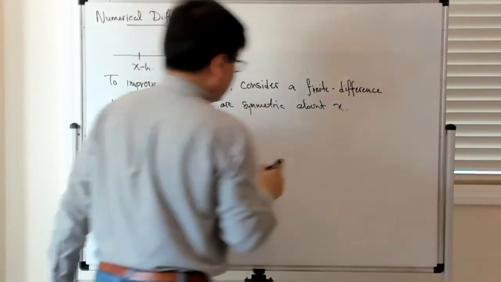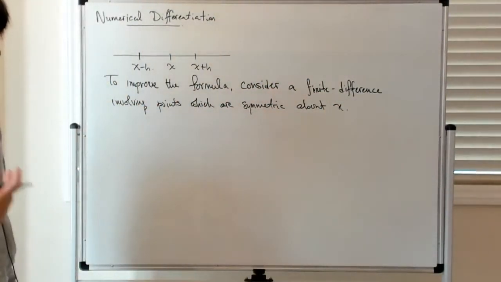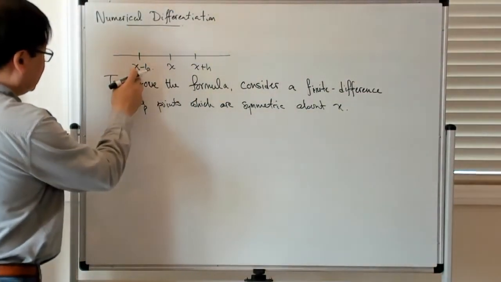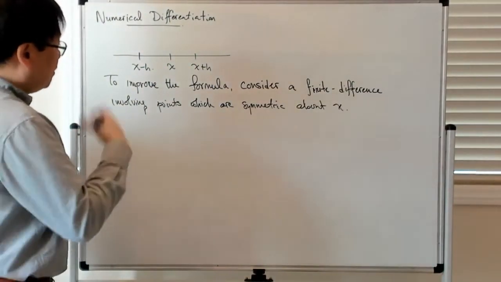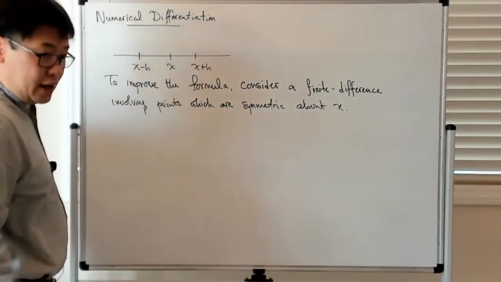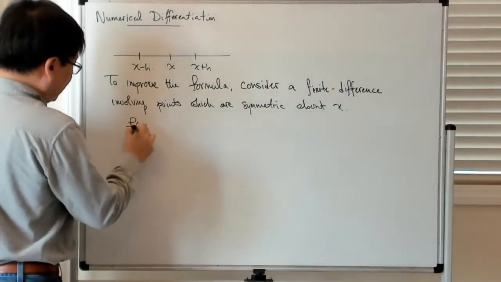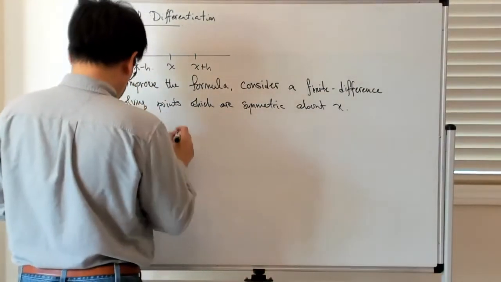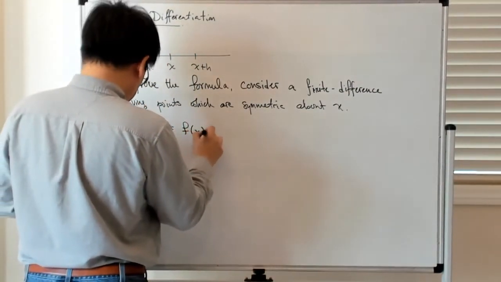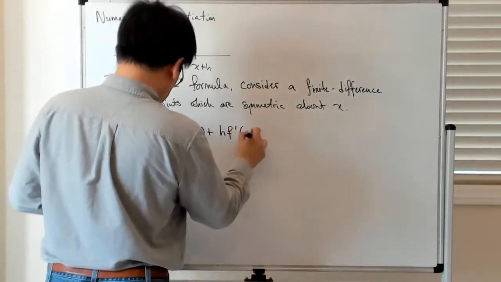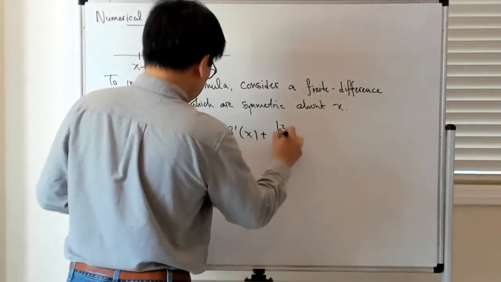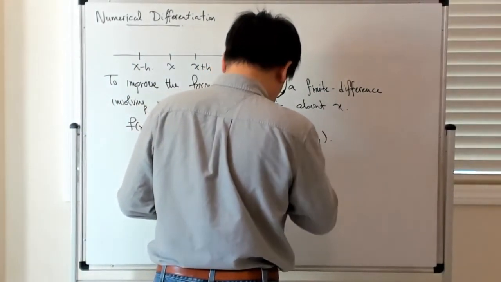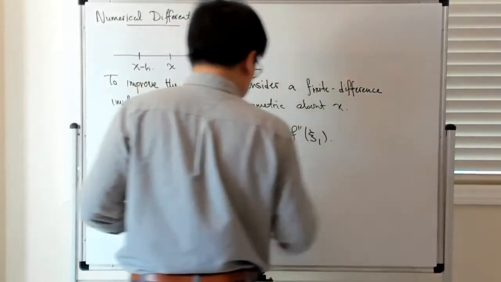So the way we do this is like what we've done before. We'll look at the Taylor expansion for the function at x plus h. We also look at the Taylor expansion for the function evaluated at x minus h. Both of these are expanded at the point x. Okay, so we have f of x plus h is equal to f of x plus h f prime of x plus h squared over 2 f double prime at c1. Actually, I'm going to take it one higher order, sorry.